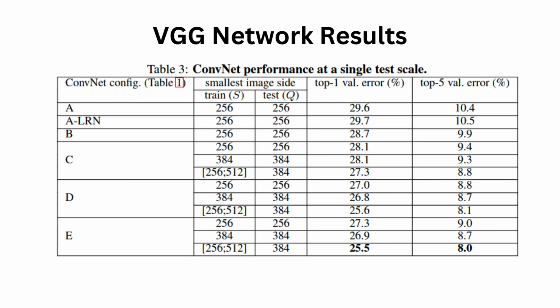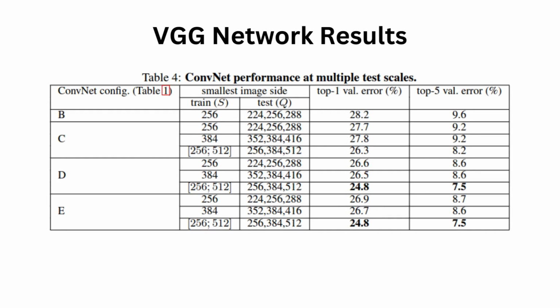Okay, so the first result of interest is that the deeper the network, the better the performance, meaning that VGG 16 and 19 were outperforming all the other versions of VGG. So VGG 19 being the best performing network of them all. Then the author modified the test scales.